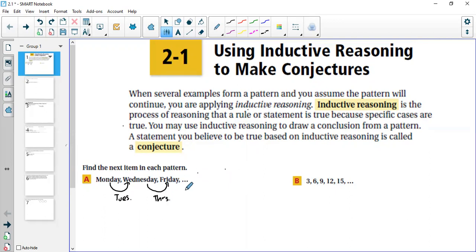So what is going to be the next term? We need to skip one day. So after Friday we skip Saturday. So the next term in the pattern is going to be Sunday. So this is how we find a pattern. Following a pattern, alternating the days, is the pattern of this question.